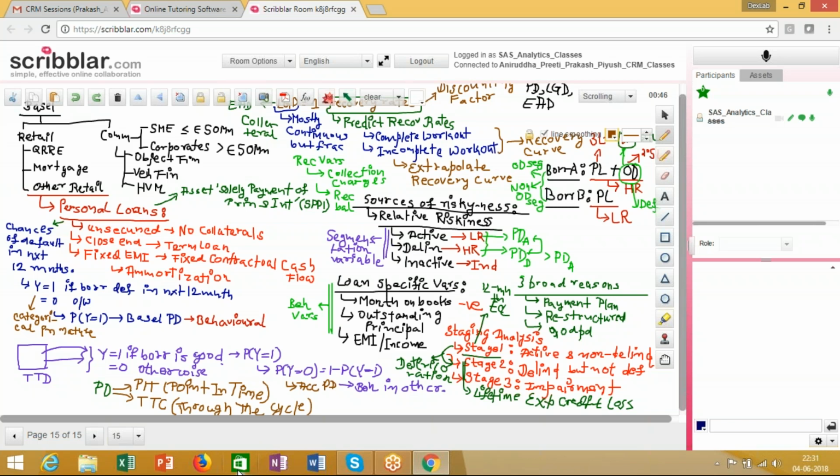Now, if you just look into the two names, one is PIT and the other is TTC, or through the cycle. If you look at the first term, it shows point in time. The very words point in time identify that it is a short run PD. So what we get to see is that it's a short run concept.